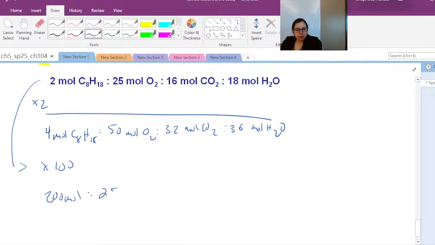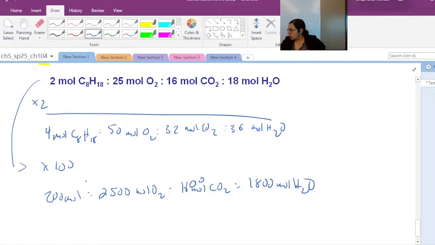I'll just write it out to be explicit. And so you can tell, right, it doesn't matter. We're just scaling by this factor. And we could also scale it down by a tenth, right, up and down, it doesn't matter.